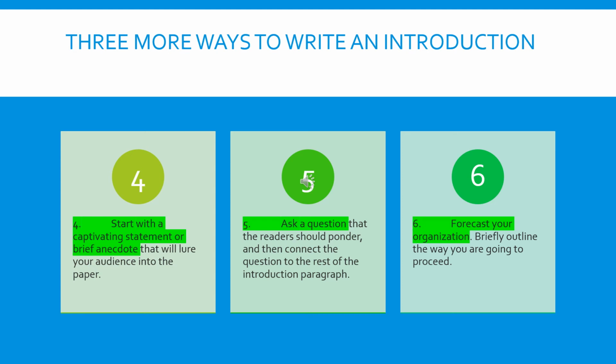thesis about the ad. And then number 6 is to forecast your organization, briefly outline the way you're going to proceed in your paper. So number 6 is more used for longer papers. I would say numbers 1 through 5 are the best possibilities for this paper, and even for your next paper, which is to write a position on a particular issue.